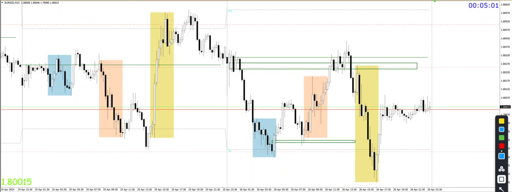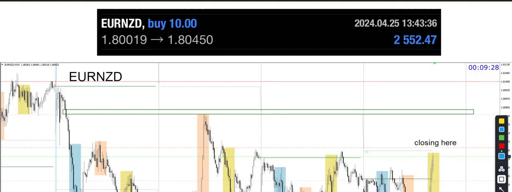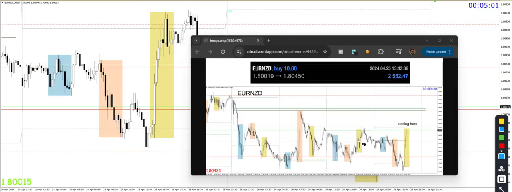Let me bring it up. So there it is. Let me just make sure you can see that. It looks like it's cut off on the screen. So let me just adjust the screen there. So there it is there on the screen.